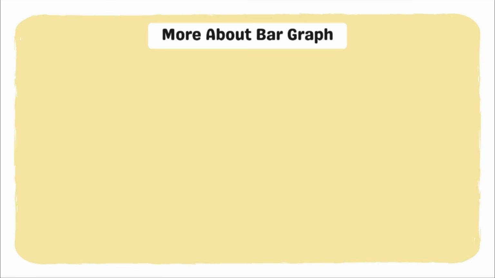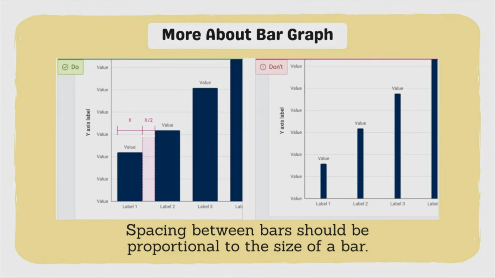Okay, to give you additional information on bar graph, we have here some tips in creating a bar graph. Alright, spacing between bars should be proportional to the size of a bar. Katulad po dito, this is a good example kasi yung spacing po niya ay pare-parehas, pantay-pantay po, no? And then the bars also have the same width. Okay, pare-parehas din po ang sukat.